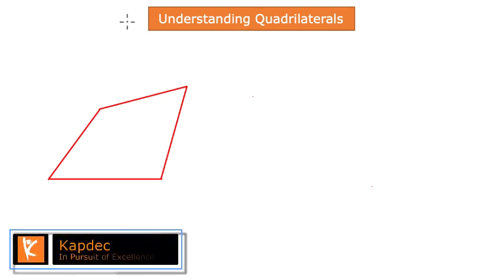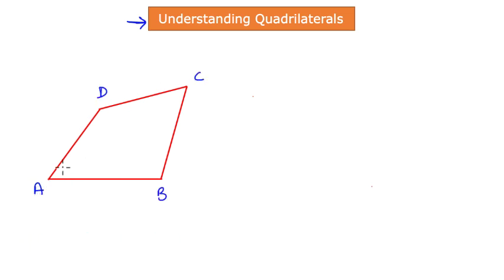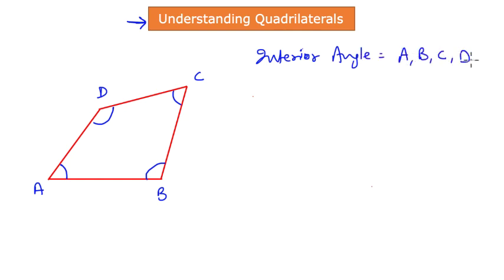So let us understand what quadrilaterals are and how exactly we define some of the terms. We see that there are four line segments joining each other, and by way of the intersection between two lines we form four angles. The ones that are inside the shape are called interior angles. So we have four interior angles, A, B, C and D, one angle at each vertex, correct?